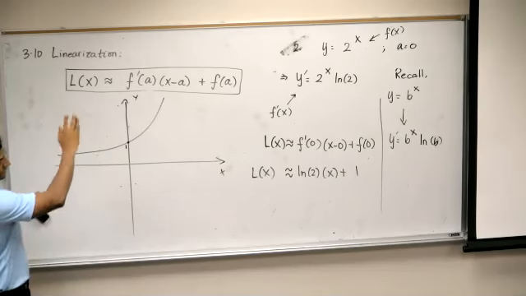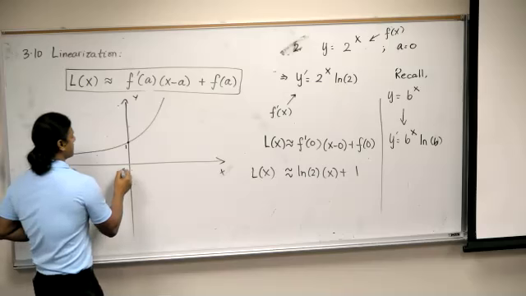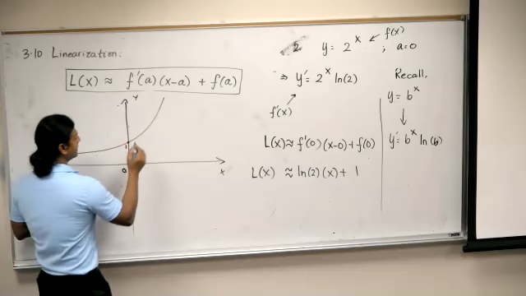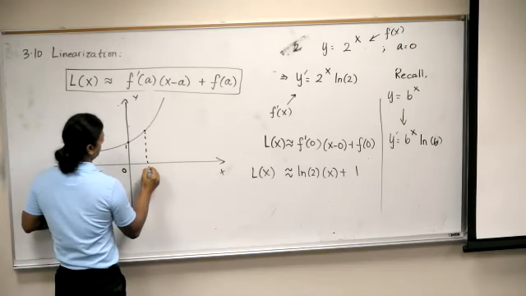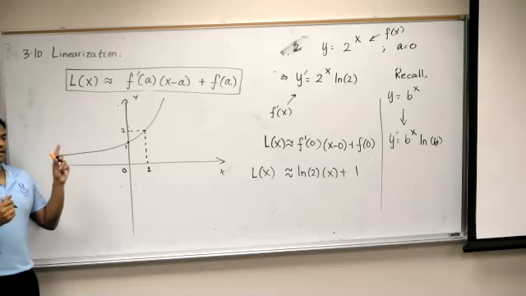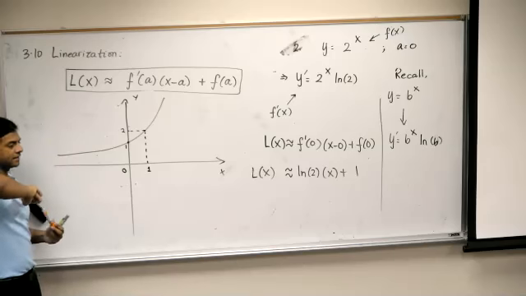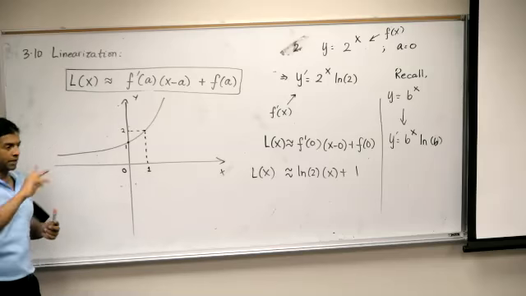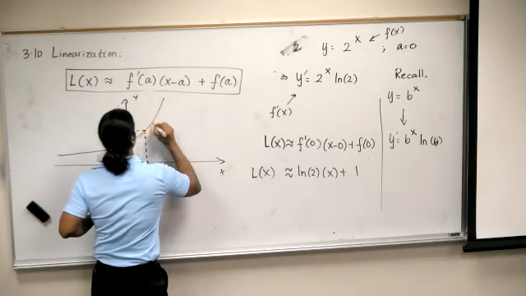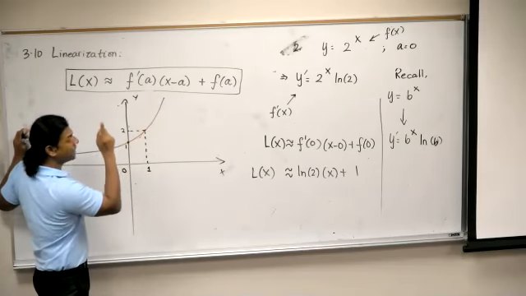Yes, so that is the nature of the curve. When x is equal to 0, I have 1. When x is equal to 1, I have 2. But in this case, if you draw a tangent line, would the tangent line go above the curve or below the curve? Below. And why is it below again? The curve's going this way. Oh yeah, never mind.